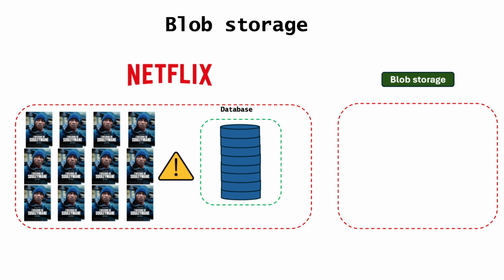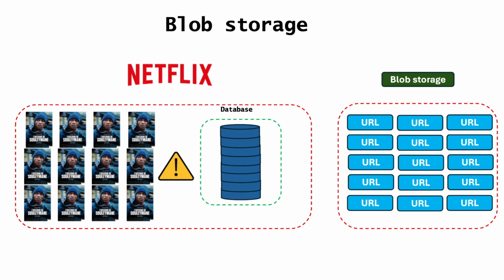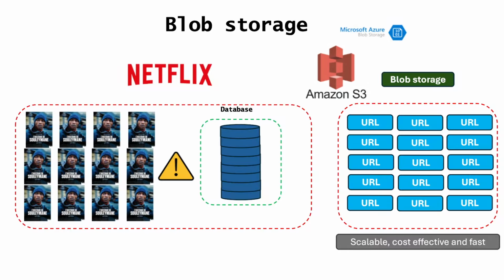Instead of storing the file itself in the database, you store it in Blob storage and keep just the file's URL or metadata in your database. The advantages? It's scalable, cost-effective, and fast for large files. Services like Azure Blob Storage, AWS S3, or Google Cloud Storage can handle terabytes or even petabytes of data easily. The downside? Accessing files isn't as instant as querying a database, and managing permissions or versioning can be more complex. But for storing large, unstructured data at scale, Blob storage is the way to go.